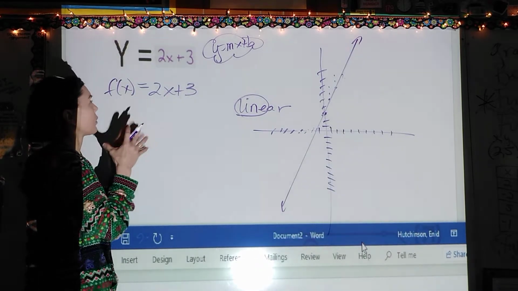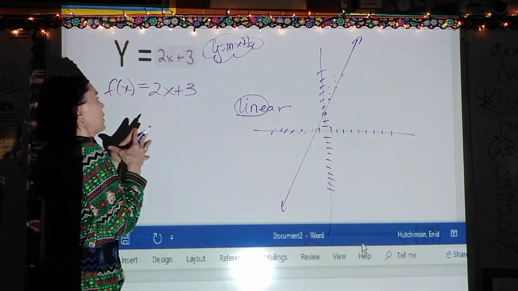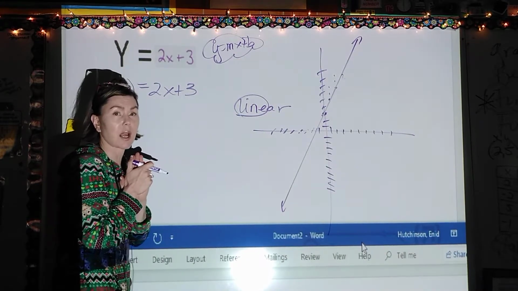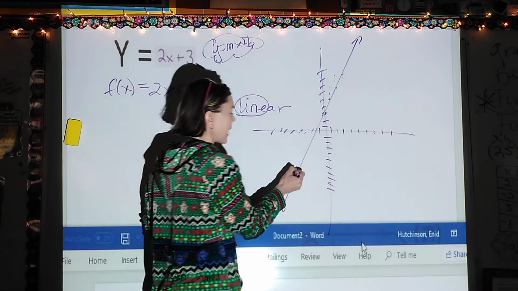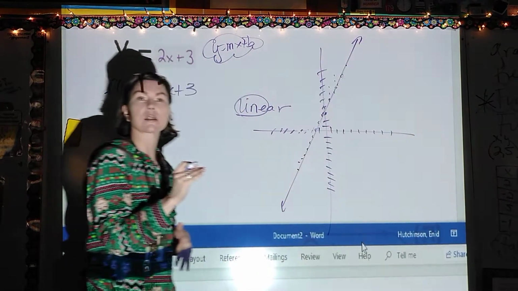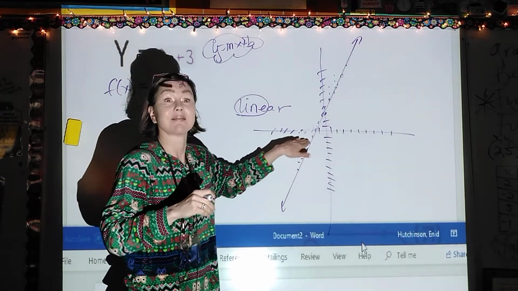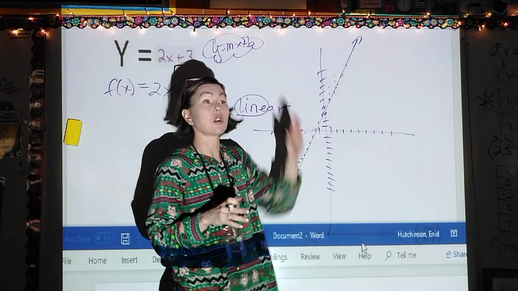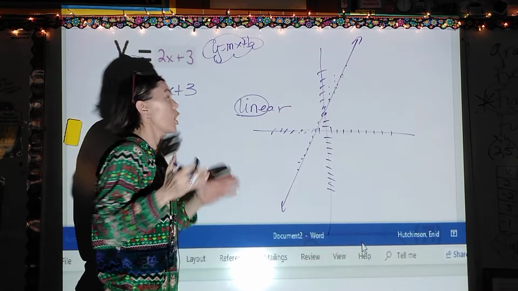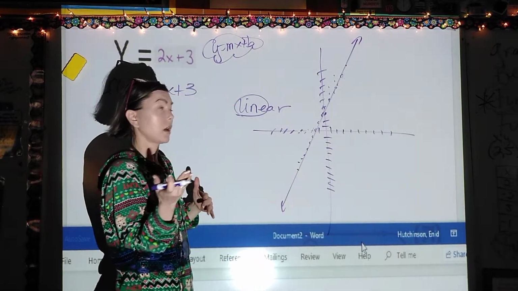Okay, so here's what you need to know. The question becomes, we just graphed this, right? The question becomes, how did we get all of those points on the graph? How did we get those ordered pairs all along the linear function, all along the line? How did we get those ordered pairs? Well, we did what's called a function table, okay?